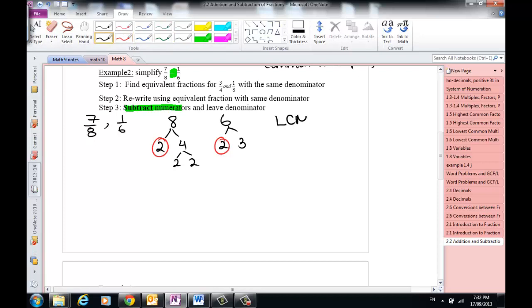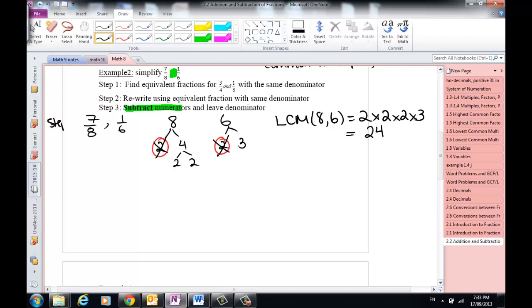So for the lowest common multiple of 8 and 6, we only take the pair once, and then we use the leftovers. In fact, the lowest common multiple is 2 times 2 is 4, 4 times 2 is 8, 8 times 3 is 24. Okay, so now we need to rewrite using the equivalent fractions with the same denominator.